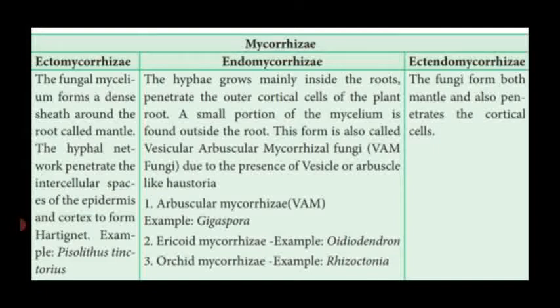So haustoria means what? The branched hyphae which penetrate to absorb water and mineral salts are known as haustoria. The shape of the haustoria is in the form of vesicle or oval shape, or arbuscule or tubular shape. So this fungi is named as VAM fungi. Examples: arbuscular mycorrhizae, Gigaspora; ericoid mycorrhizae, Oidiodendron; orchid mycorrhizae, Rhizoctonia.